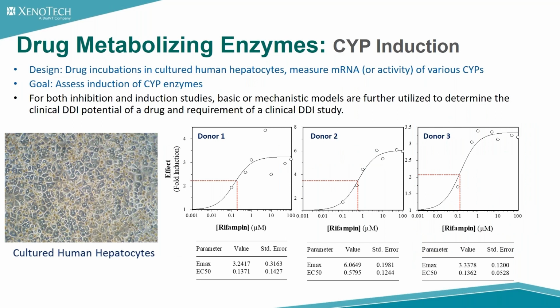So the next drug enzyme metabolism study would be looking at CYP induction. And in CYP induction studies, human hepatocyte cultures are incubated with the drug, generally for 48 to 72 hours, and messenger RNA or the activity of the enzyme is measured to assess the induction potential of the drug. Now, the regulatory guidance doesn't specify which endpoint to use in CYP induction studies, but typically messenger RNA is measured and it's the preferred endpoint.